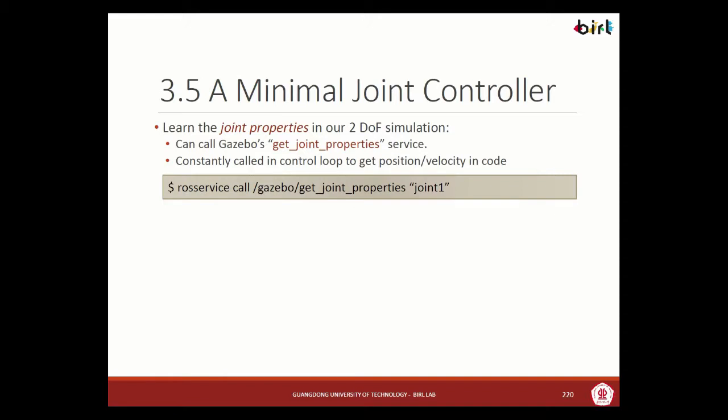Let's do that through the service. We can call Gazebo's get joint properties service, but we need to provide the name. And what this does is, this service actually is being constantly called in the control loop to get the position and the velocity in the code. Okay, don't get lost. We are controlling the joint, right? Yes. And we want to get the joint angle position and the joint angle velocity.